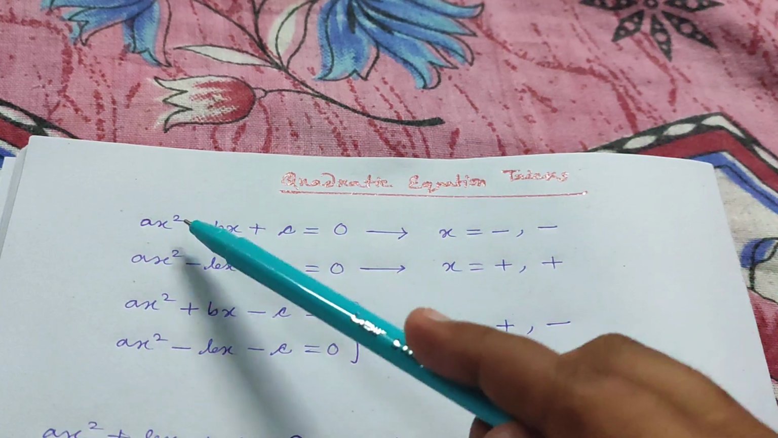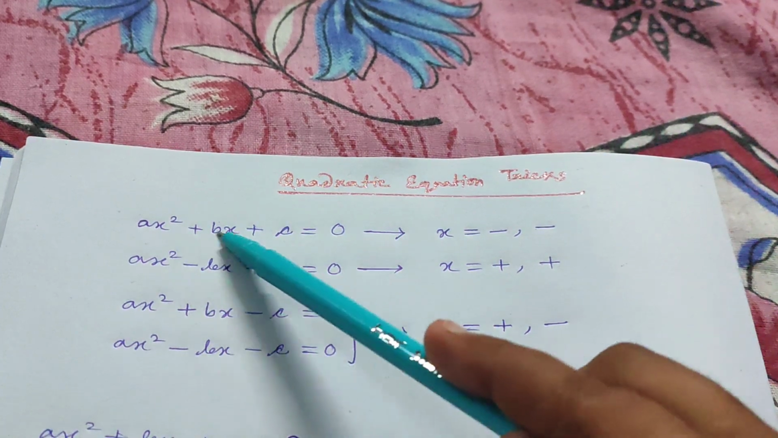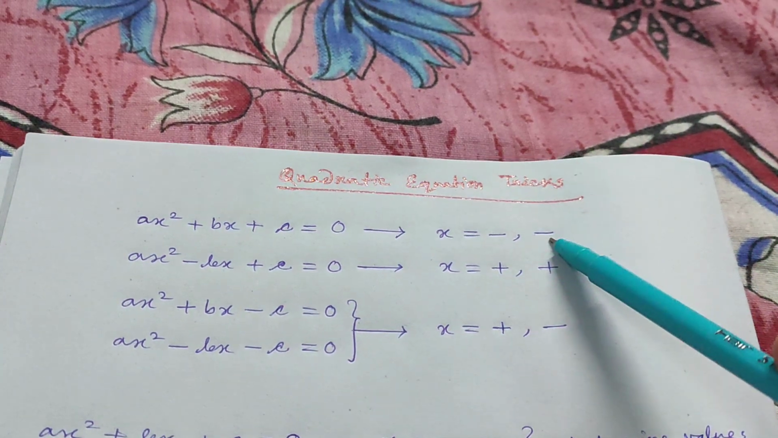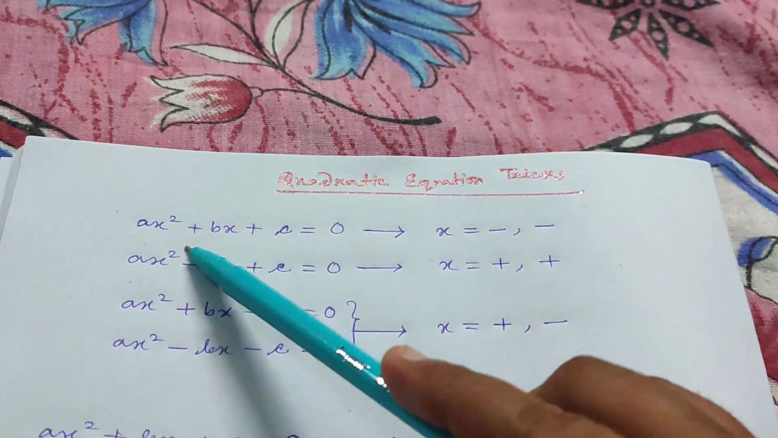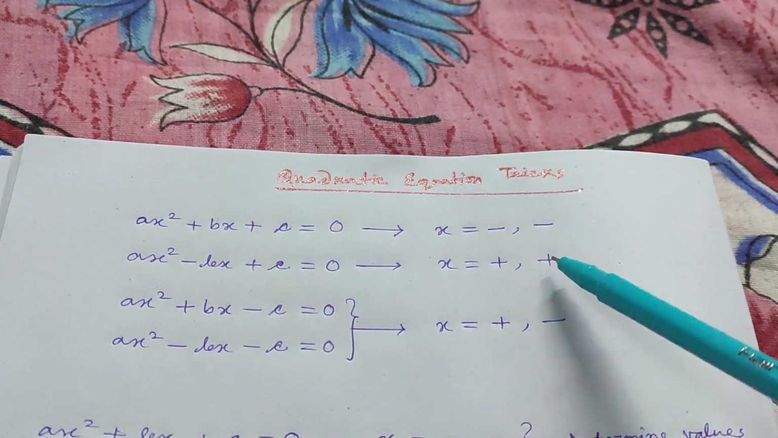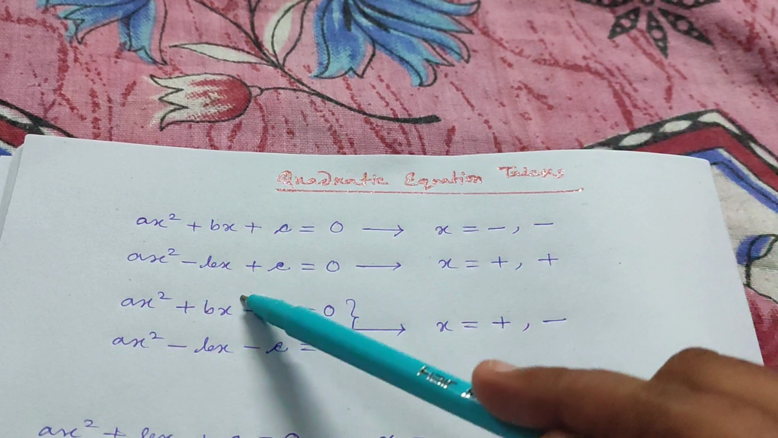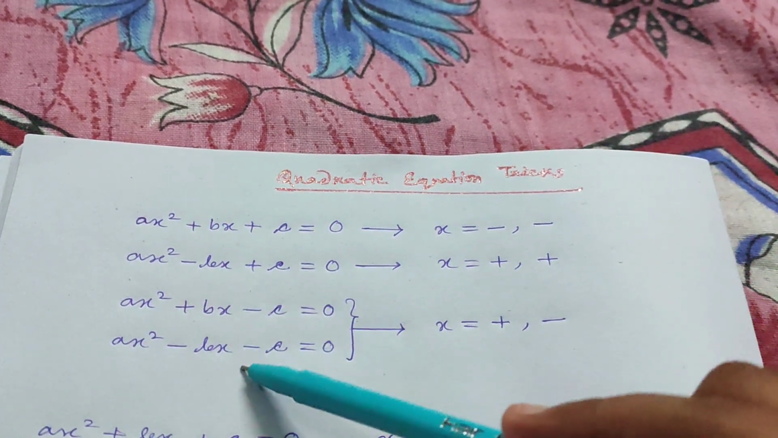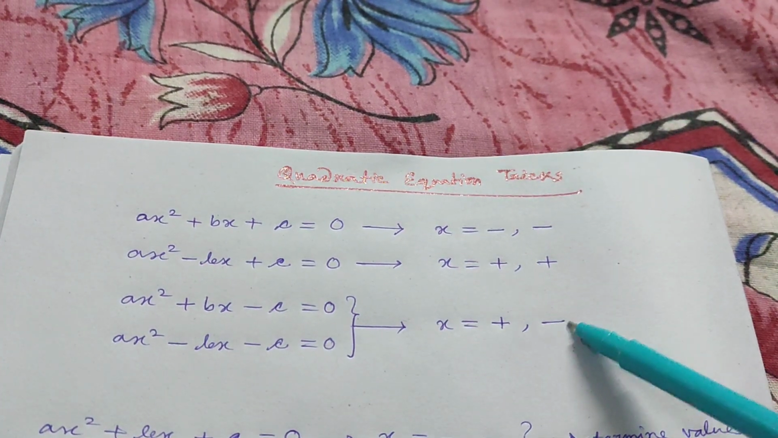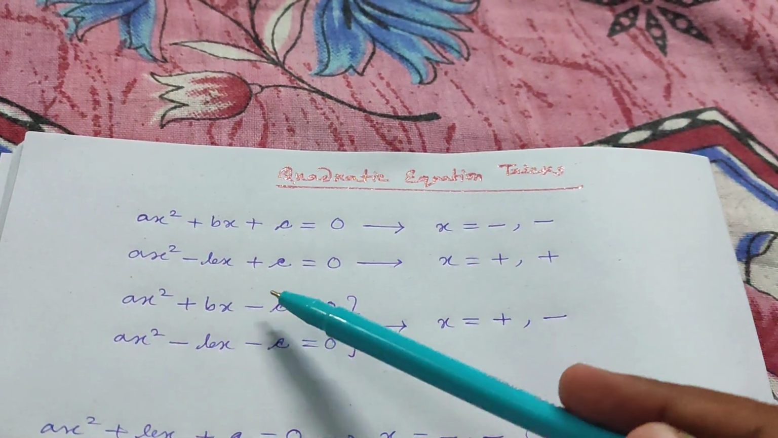The first one is where all terms are positive. In case of this type of equation, always remember that both values of x will be negative. Then when the middle term is only negative and the other two terms are positive, both the results will be positive. And when the constants are negative, there could be two types. Always remember, one value of x will be positive and another will be negative, and there are two types, but remember the constant must be negative.